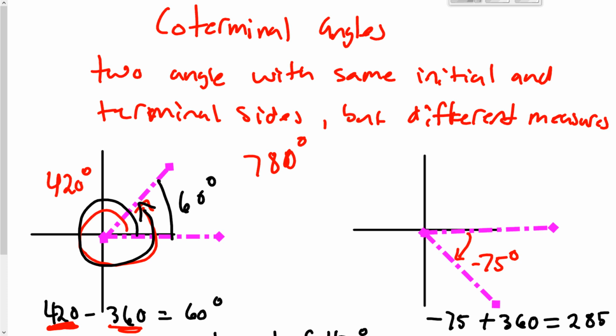Now on your homework and the problems that you were practicing, what you're trying to do is find the smallest possible positive coterminal, right? If I'm given 420, I could get 780, but I want the smallest possible, so that's why I subtracted 360. But if you're given a negative, like negative 75 here, the smallest possible positive would be this one that starts from the initial side all the way and ends here. Since it's negative, I'm going to add 360. So you're looking for the smallest possible.